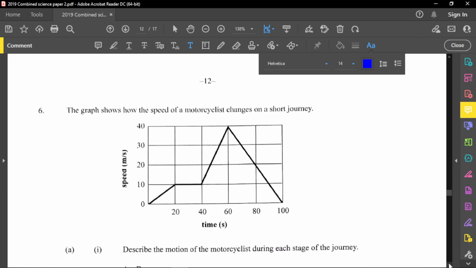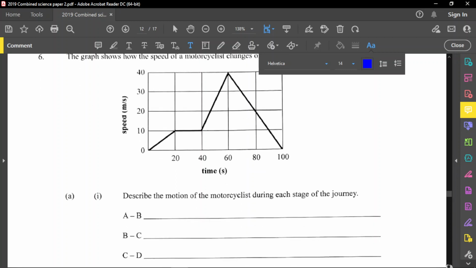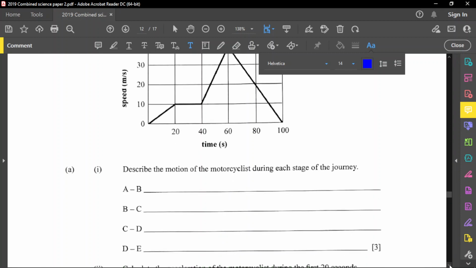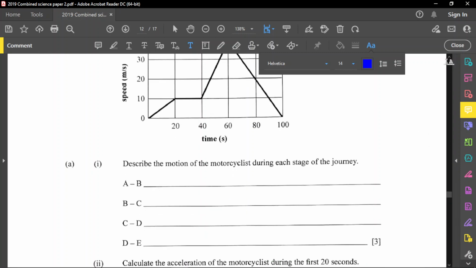Number 6. And we're trickling down to the end. So it says this graph shows how the speed of a motorcyclist changes on a short journey. We have speed on the y-axis, time on the x-axis, so it's the velocity-time graph. Now we're asked to describe the motion of the motorcyclist during each stage of the journey, A to B, B to C, C to D, and D to E as well. Unfortunately, we do not have these labeled on the graph.